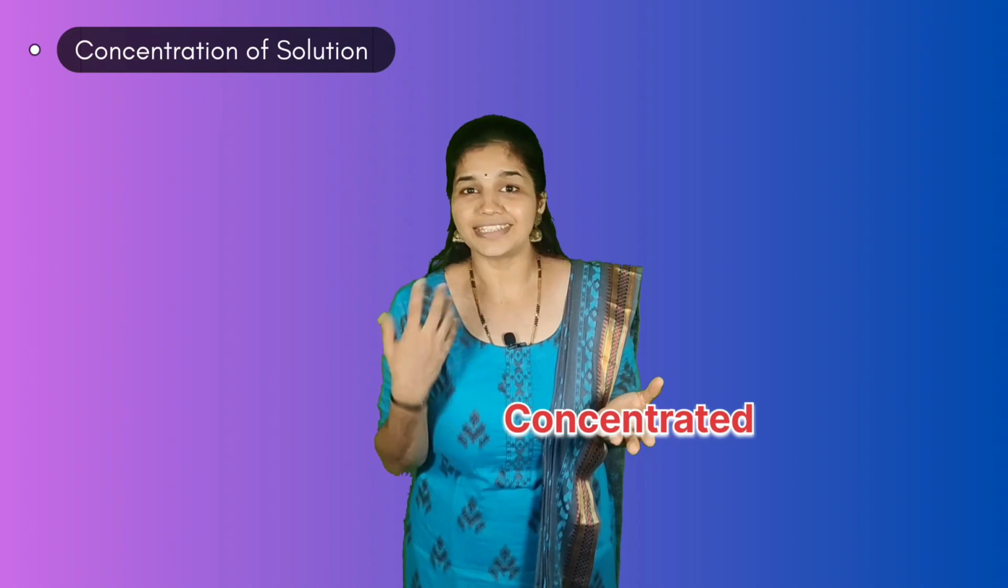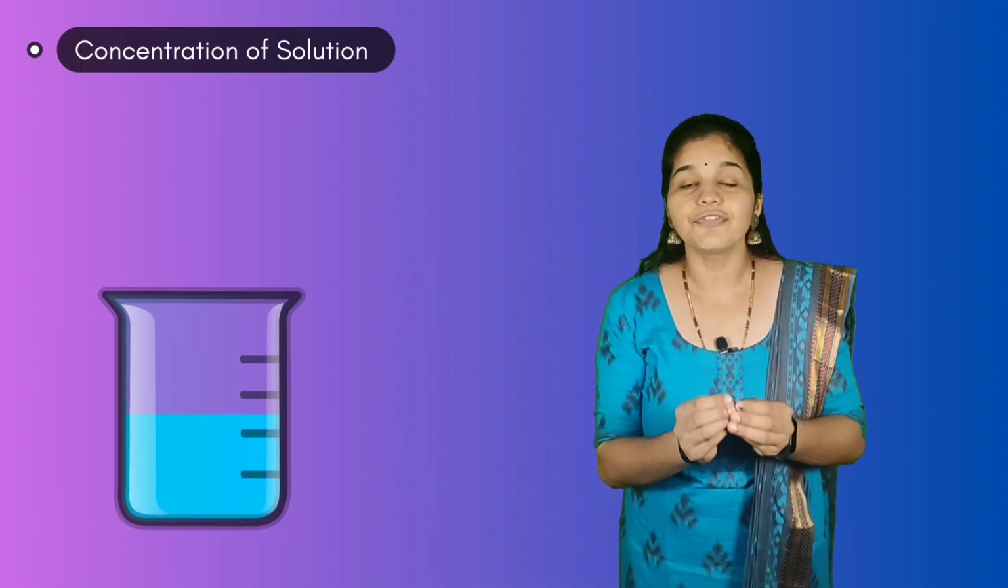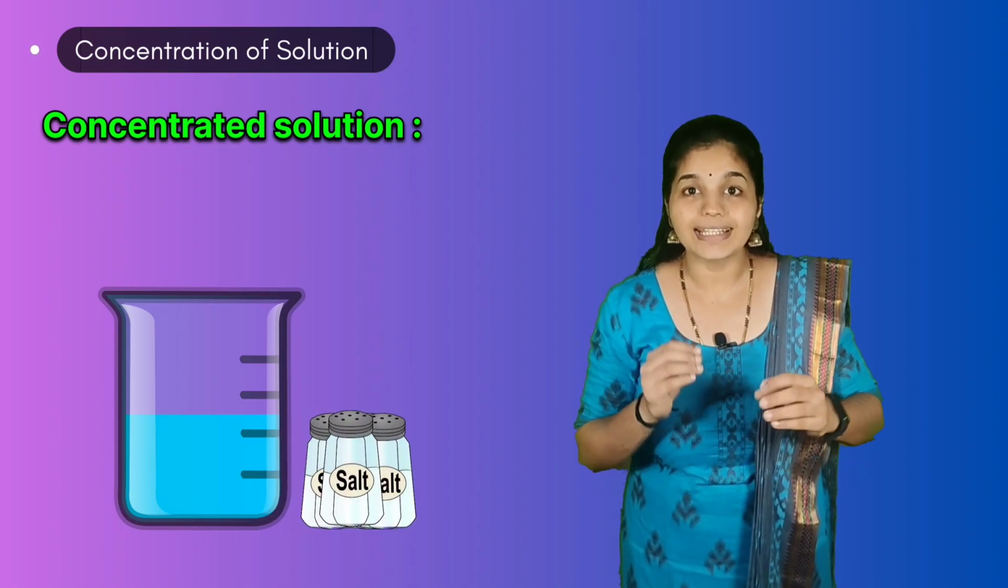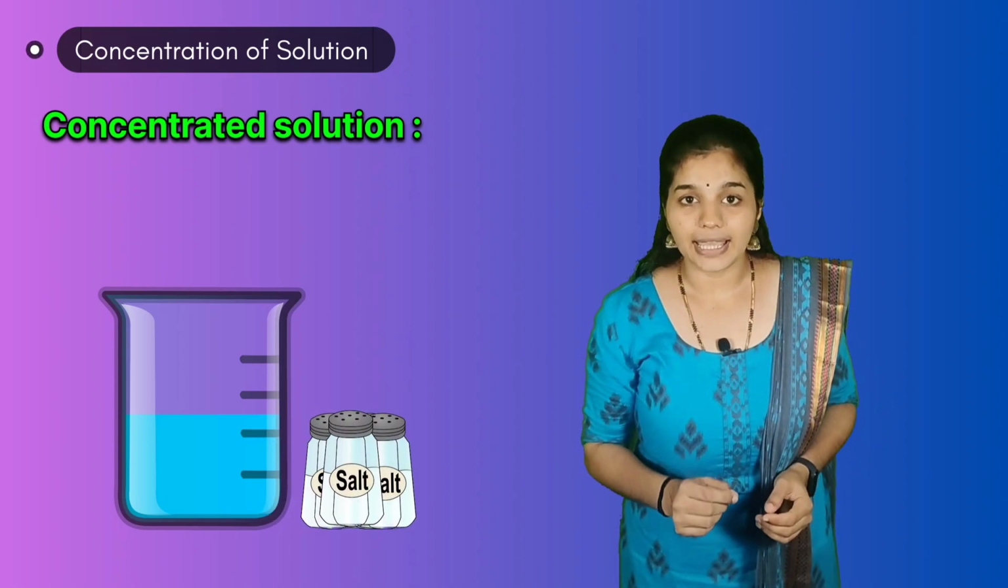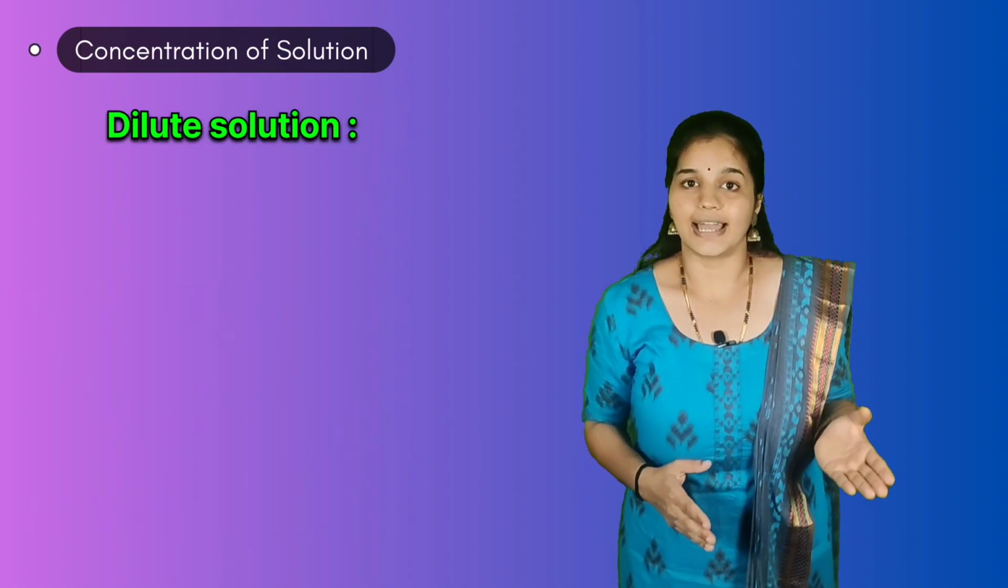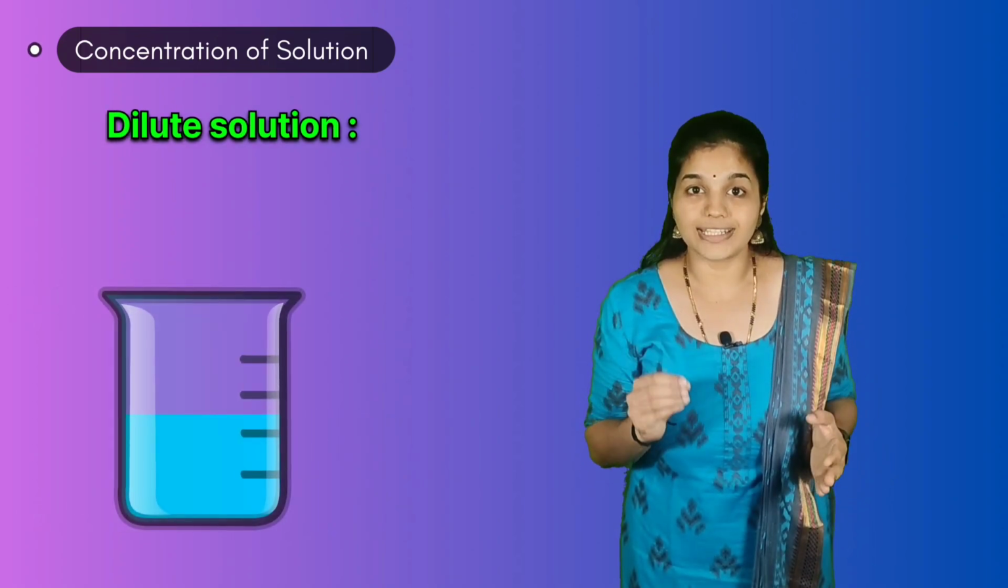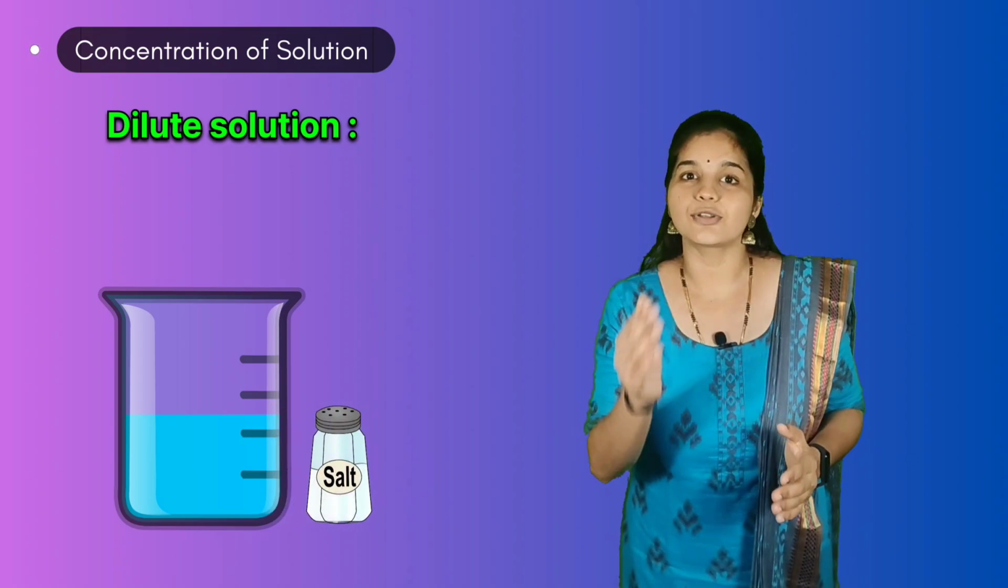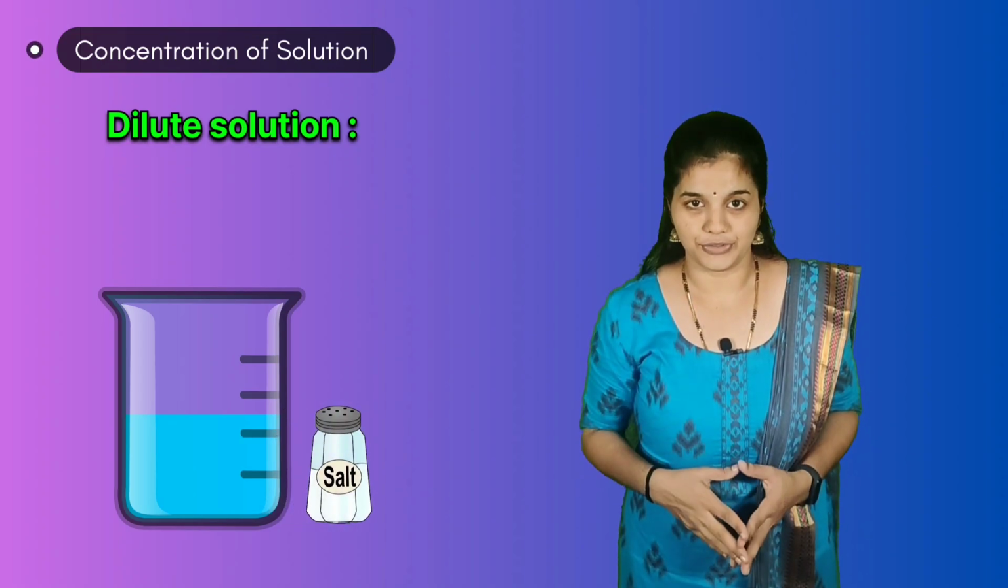Concentrated solution, dilute solution. What are these terms? In a solution, if the quantity of solute is relatively large, then it is called a concentrated solution. On the other hand, if the quantity of solute is relatively small, such a solution is called a dilute solution.